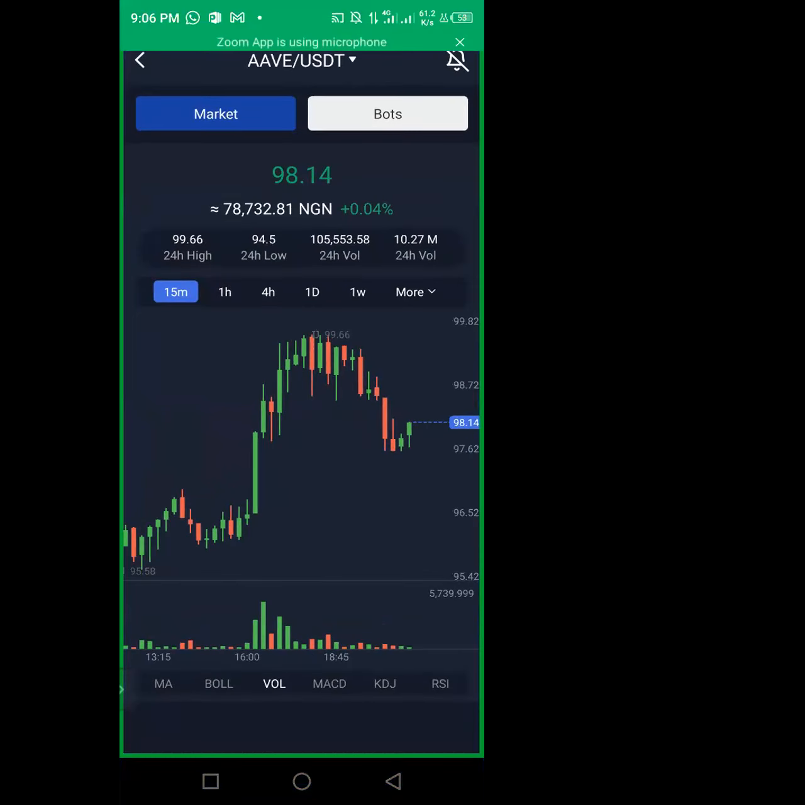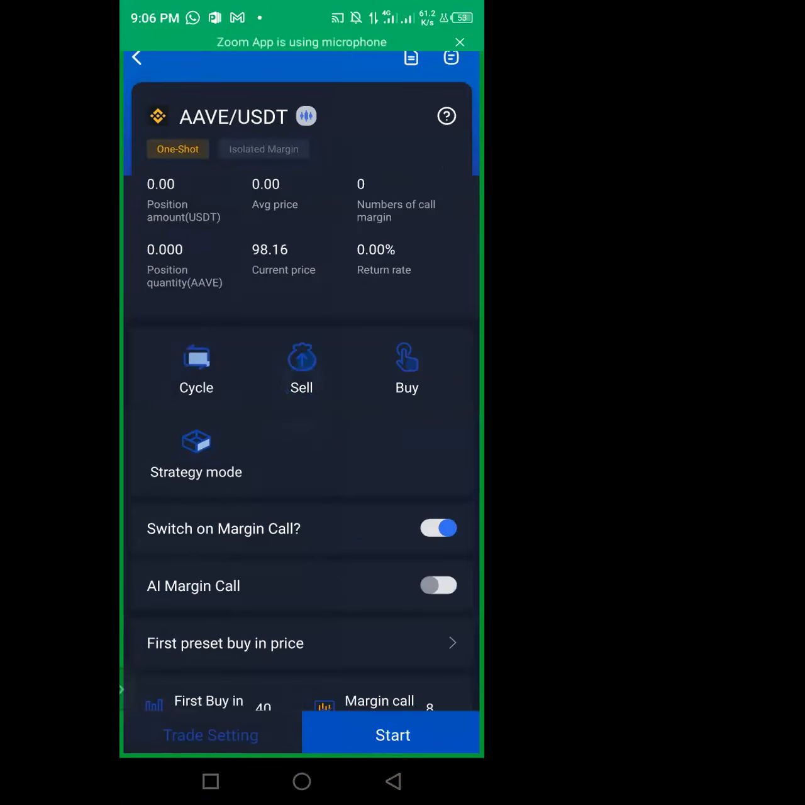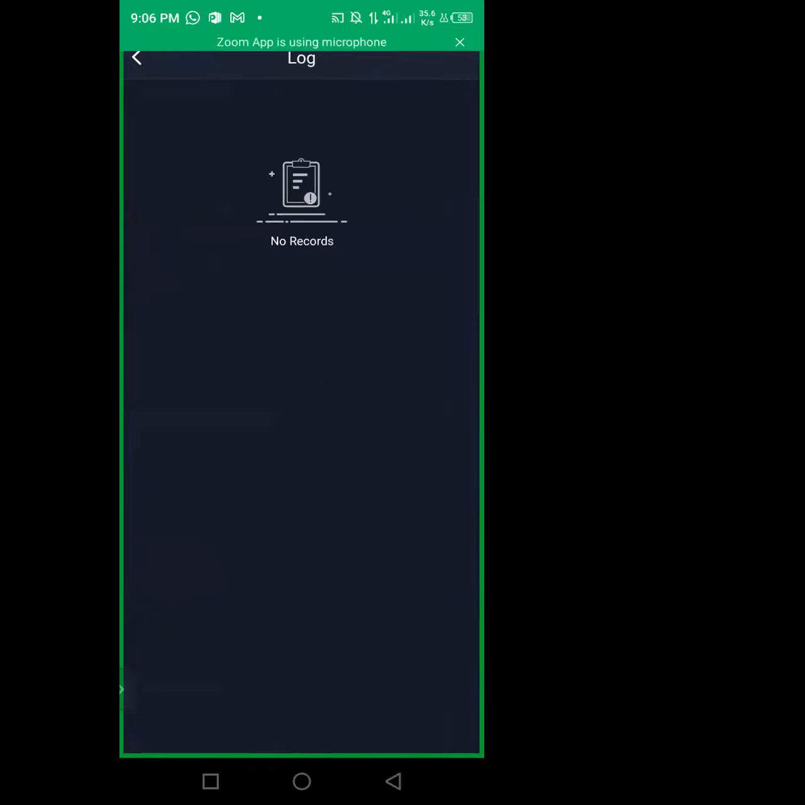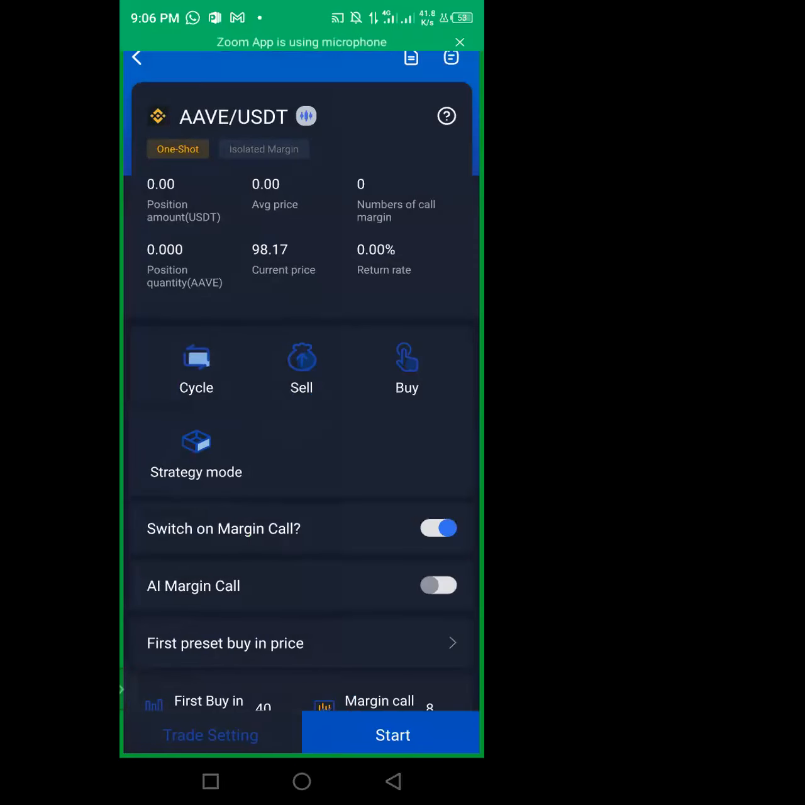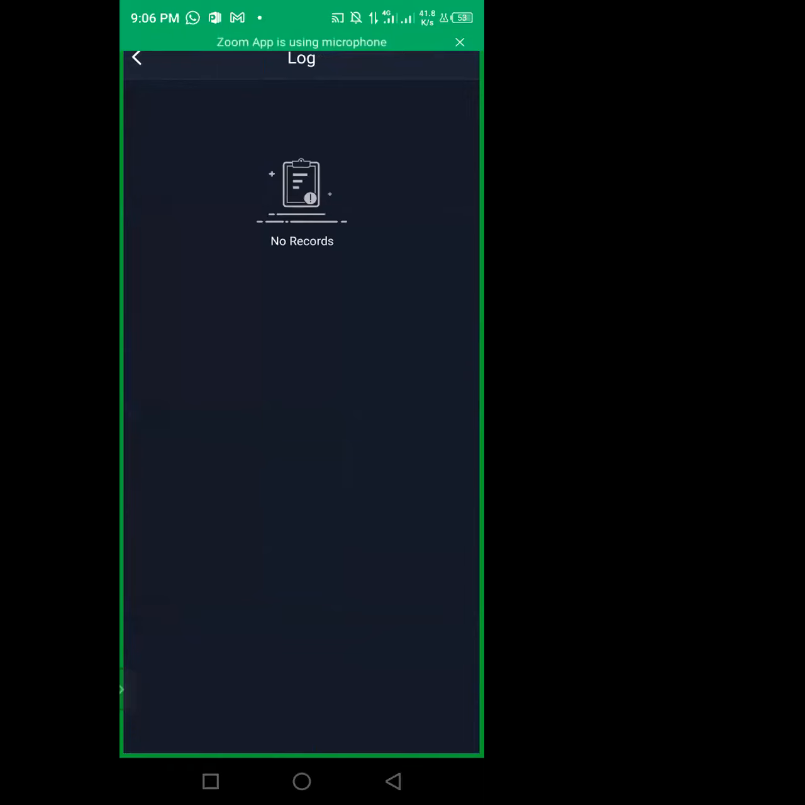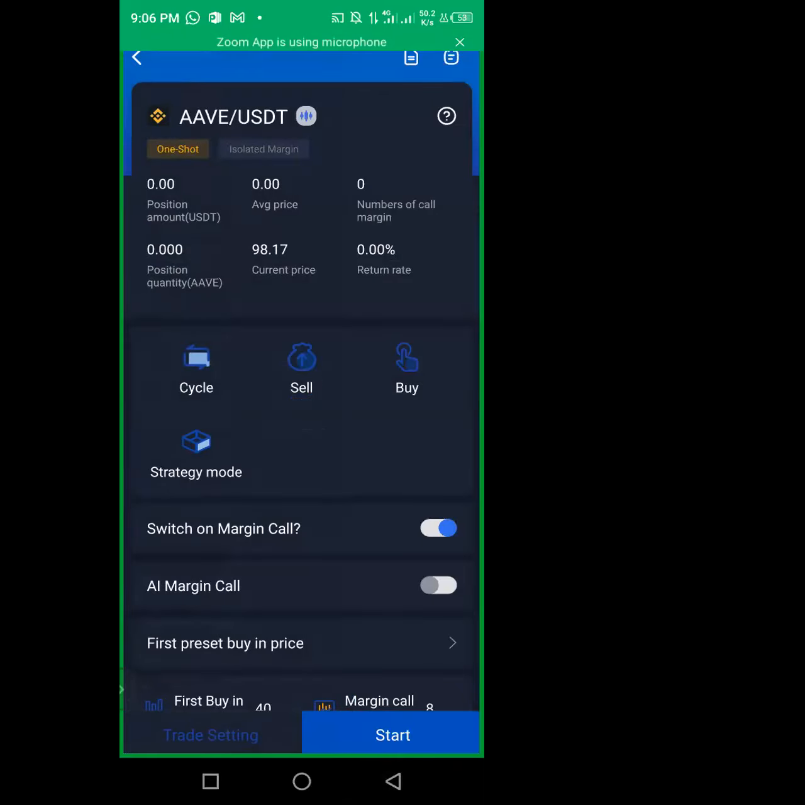So let's go back. Okay, so yeah, let me explain. I've explained this one. So at the top here, you see the log. This log is to tell you if I've entered this trade before, you would have seen the log.